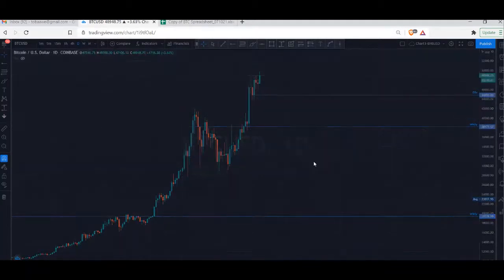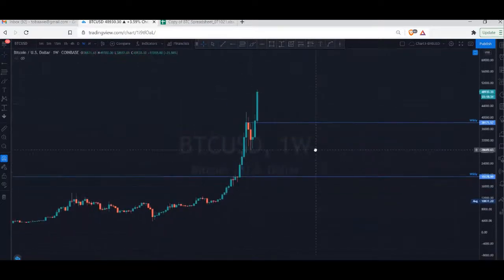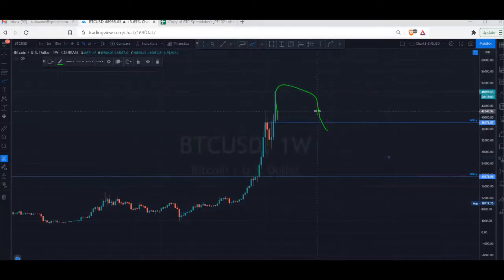Let's come to the weekly. The first thing on my weekly time frame, if price action should go like this, it means it's bearish. It means I am bearish, but not so bearish. Not so bearish. How do I make this thing systematic? Make it systematic.